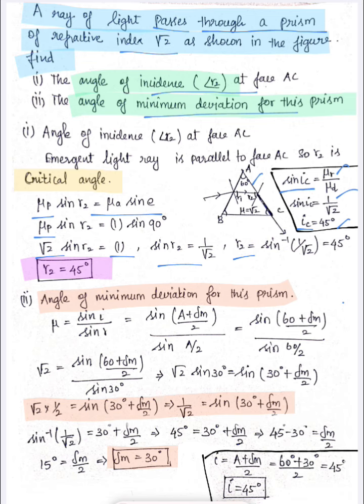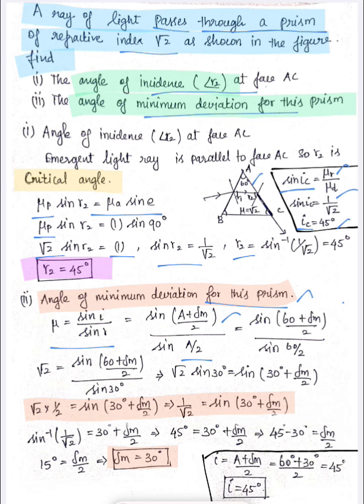Next we find the angle of minimum deviation for this prism. We know refractive index equals sin i by sin r, and for a glass prism the angle of incidence is (A plus delta m) by 2 and the angle of refraction is A by 2, where A is the angle of prism. Here the prism is an equilateral triangular prism, so the angle of prism is 60 degrees. We substitute the angle of prism, that is 60 degrees, in this formula.